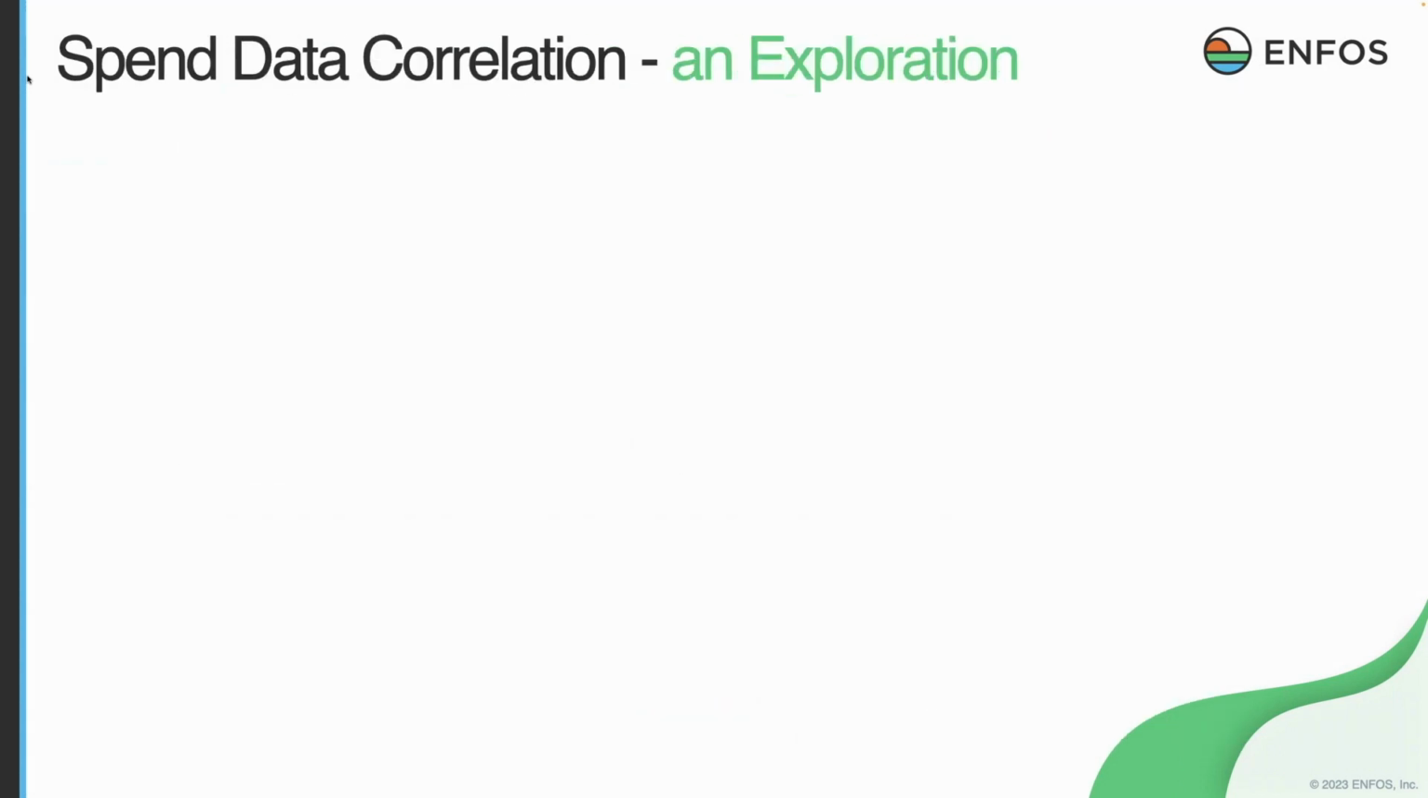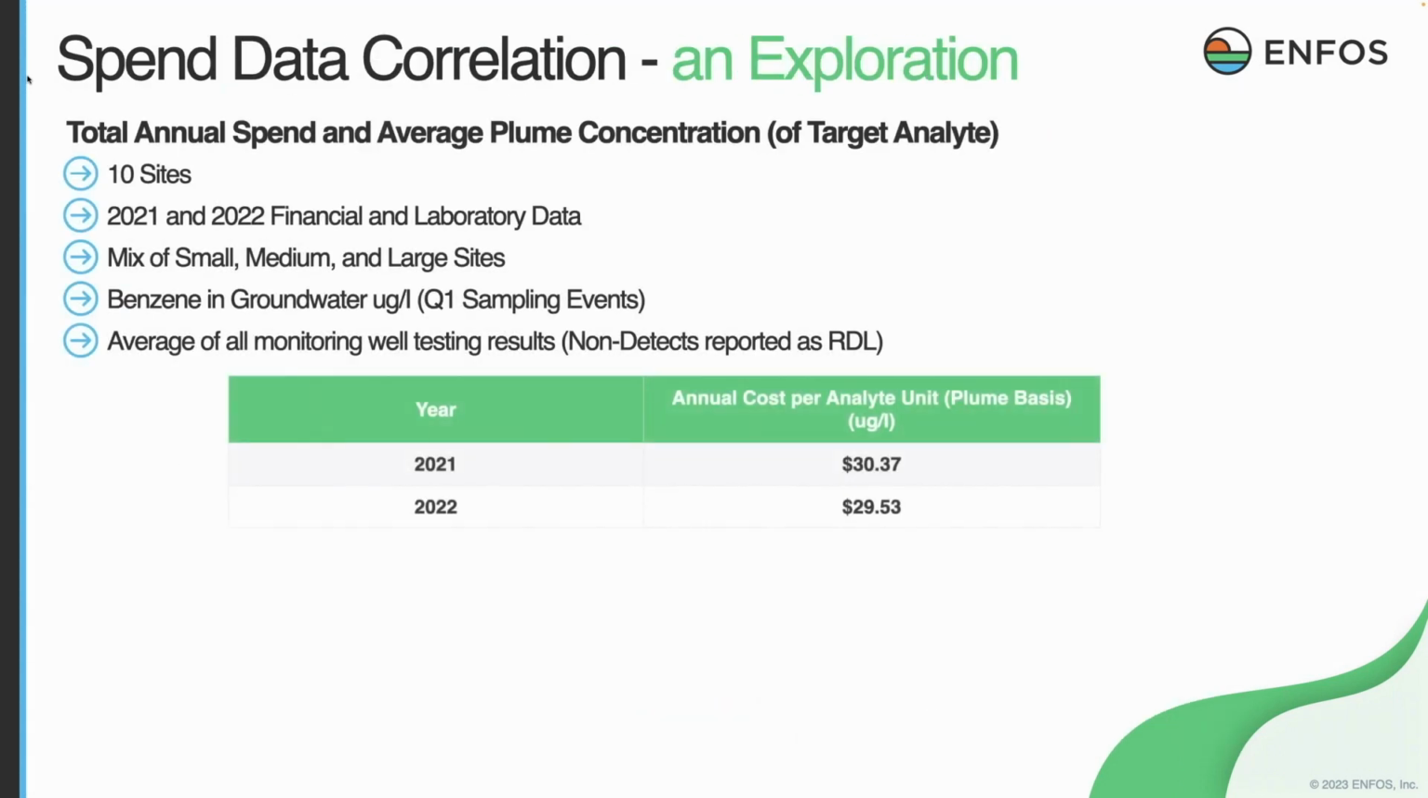All right, so let me jump through and just briefly talk about an exploration of data that we're doing with a customer. This is looking at spend per unit, and the unit here is the analyte unit on a plume average basis. And we started small. It's a 10-site sample. We use 2 years of data, financial and laboratory data. It's a mix of small, medium, and large sites. We used a target analyte, benzene, and we used the average of all monitoring wells.